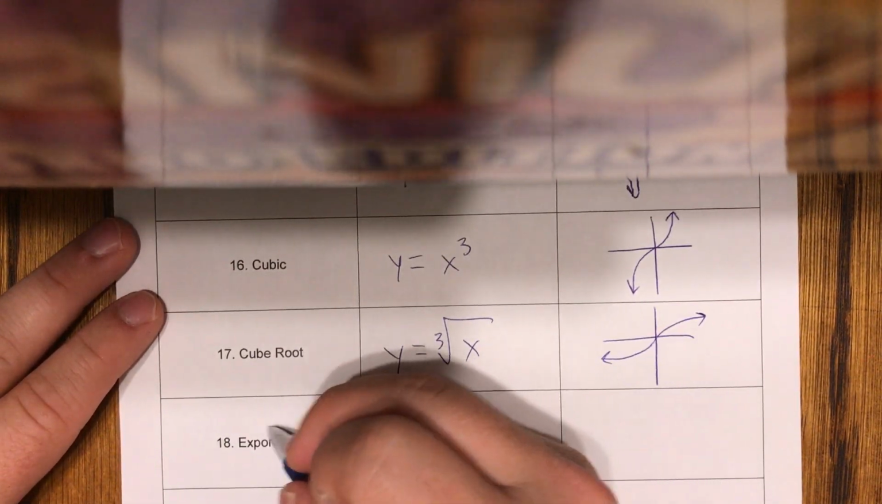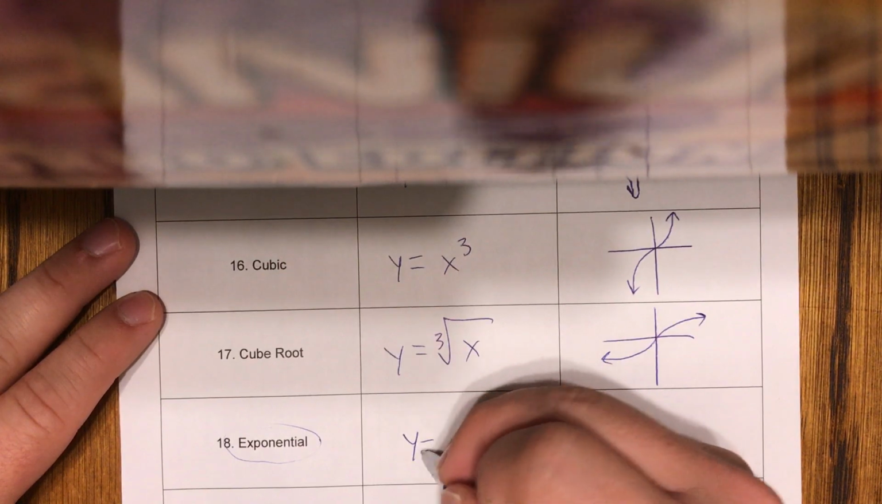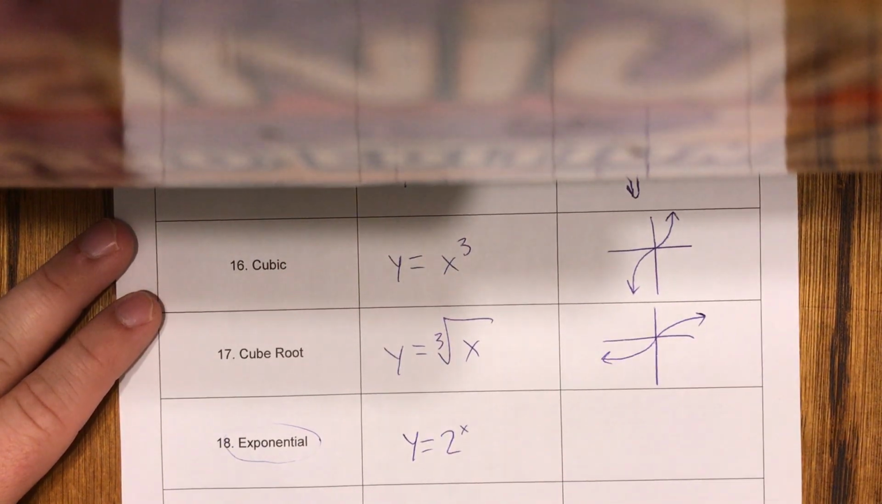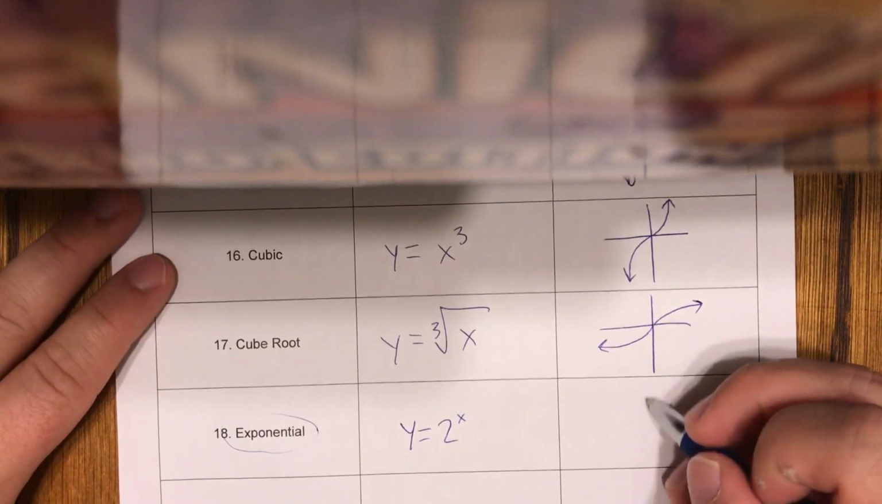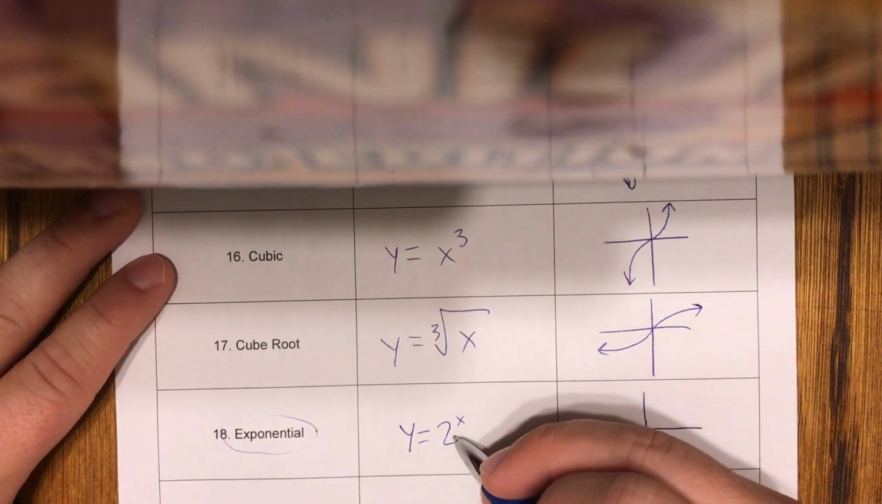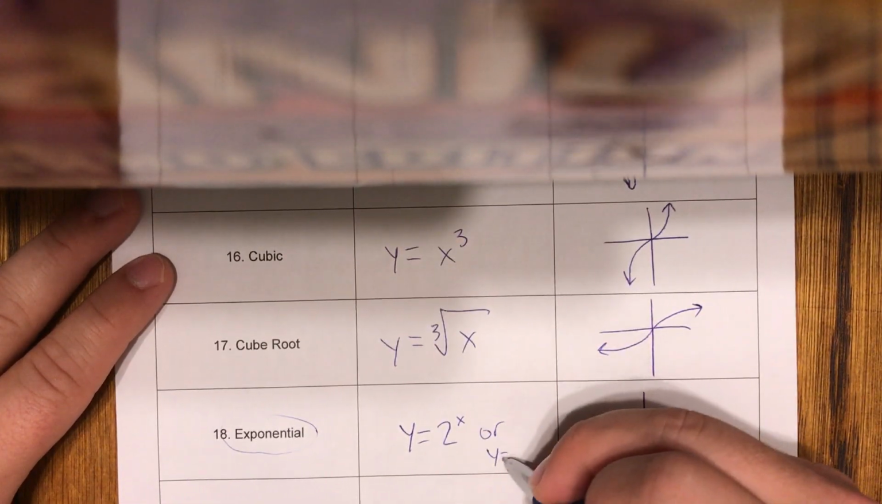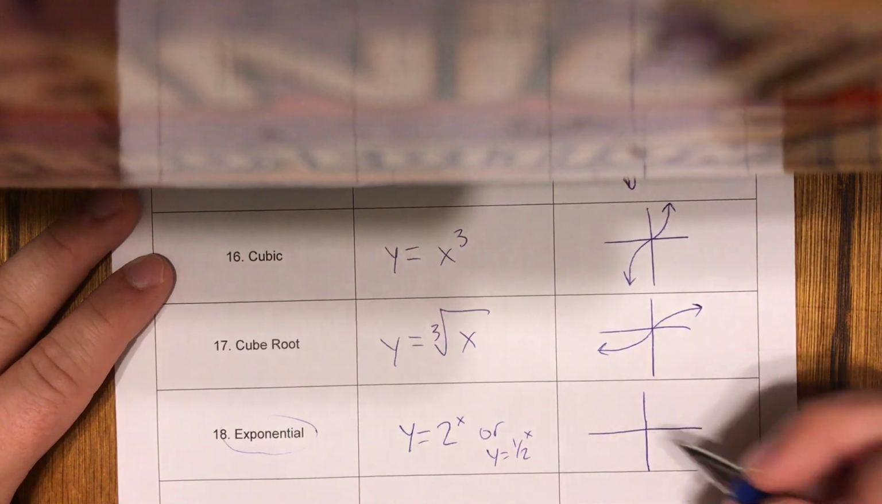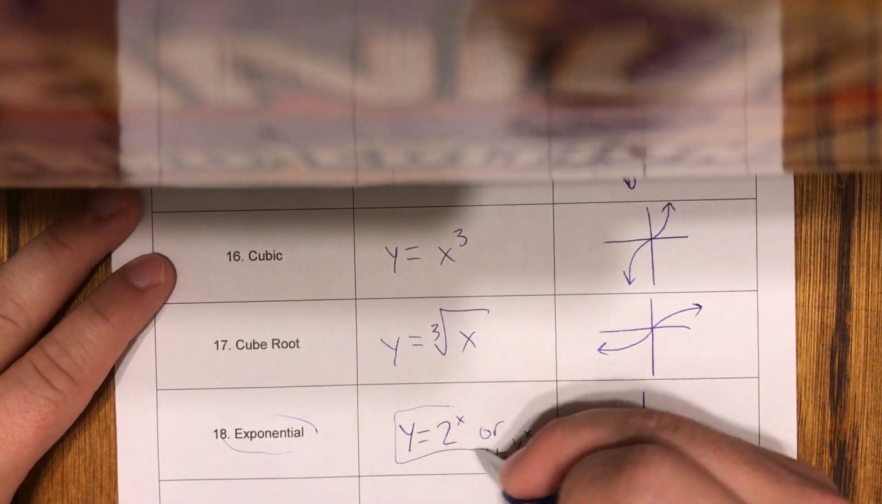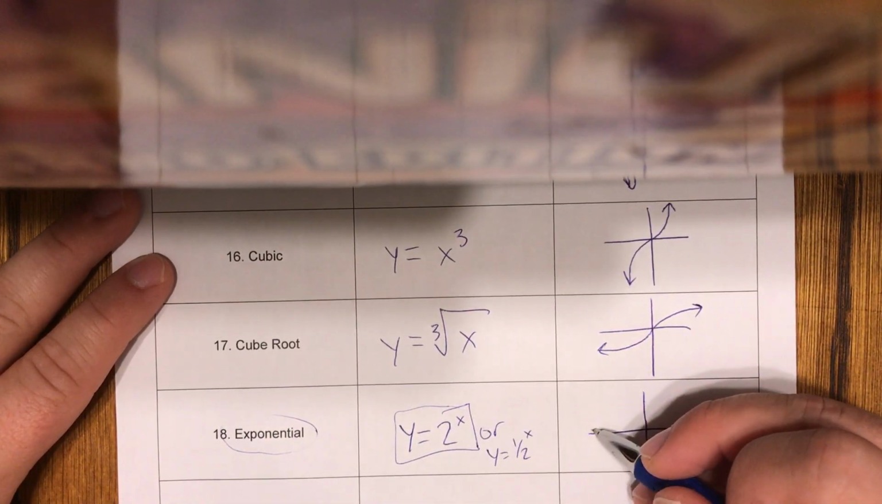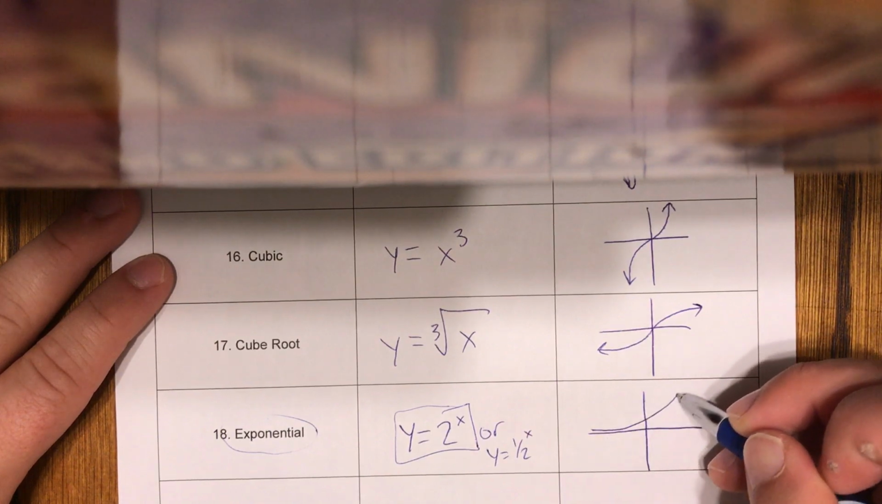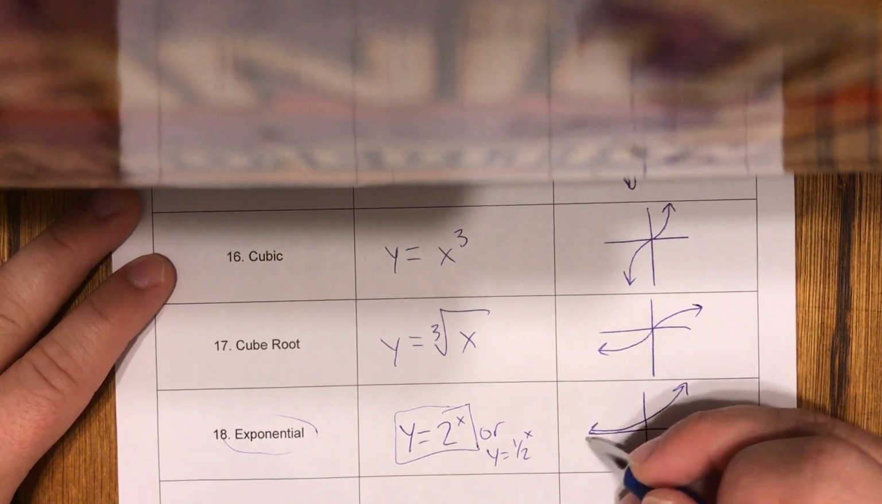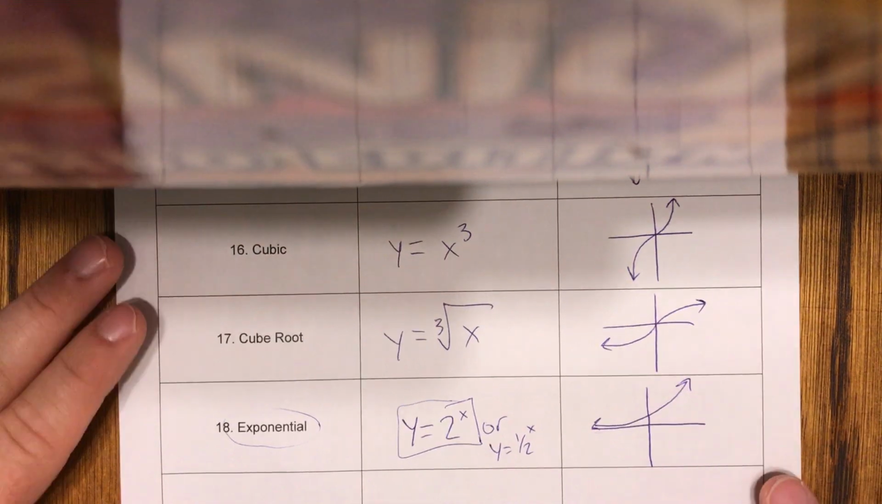The exponential, it's an exponent. So my x is in my exponent, y equals 2 to the x. And I'll just do the growth. It also could be y equals 1/2 to the x power. But I'm just going to stick with the growth one right here. And this is the growth graph. It's growing as you go to the right. It does not touch the x-axis, though. There's another asymptote down there.